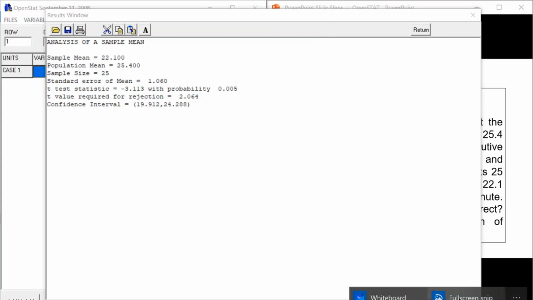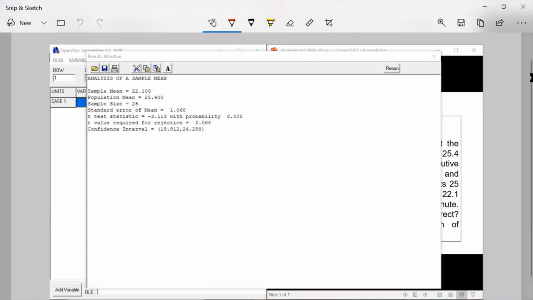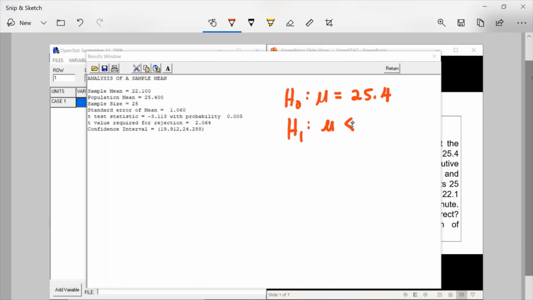In using the result, the null hypothesis is mu is equal to 25.4. The alternative can be taken as mu is less than 25.4, and here look for the t-test statistic, which is minus 3.113 with a p-value of 0.005.